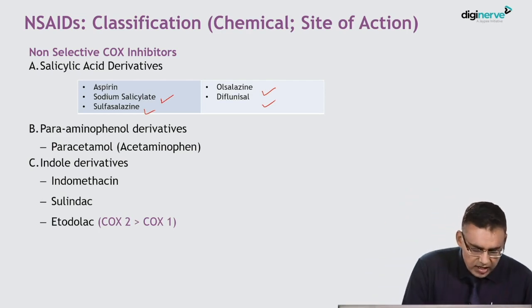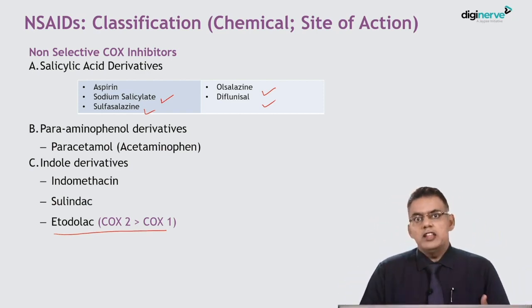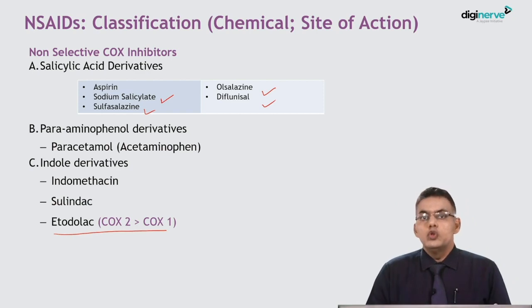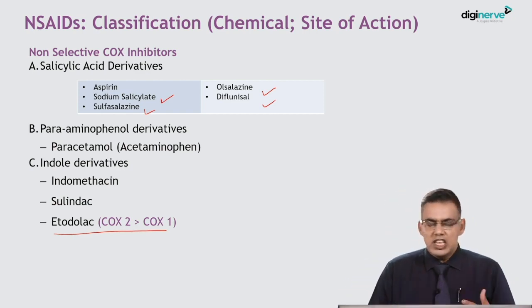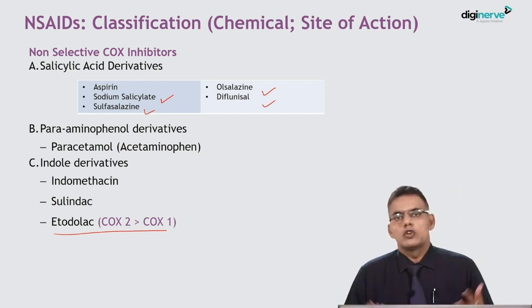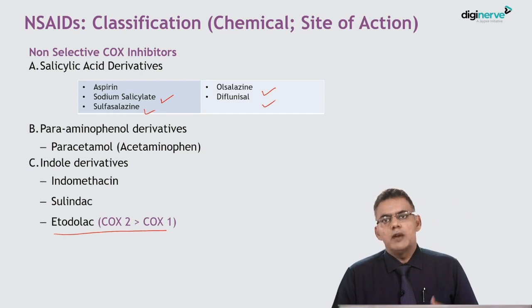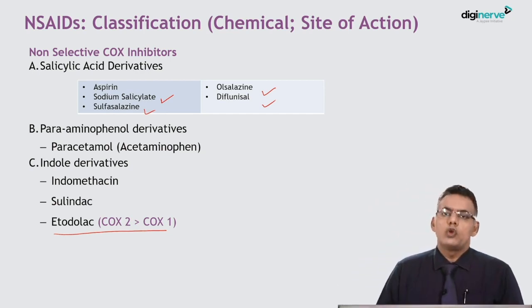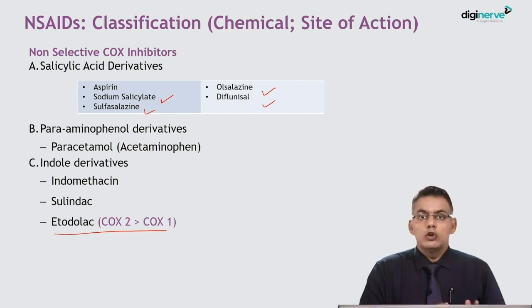So just remember at this point of time that etodolac has more preference for inhibiting COX-2 than COX-1. So therefore, if you perceive that there is overexpression of COX-2, we can use etodolac where it would be having a preferential binding to COX-2 over COX-1. It means it will bind to COX-1 also, but most of it will be binding to COX-2.